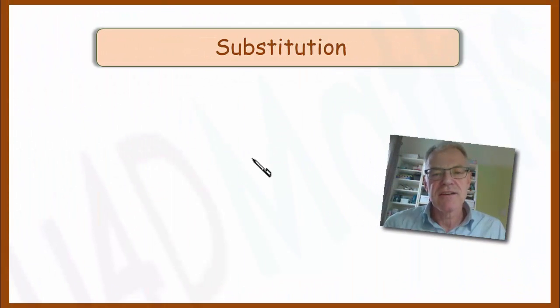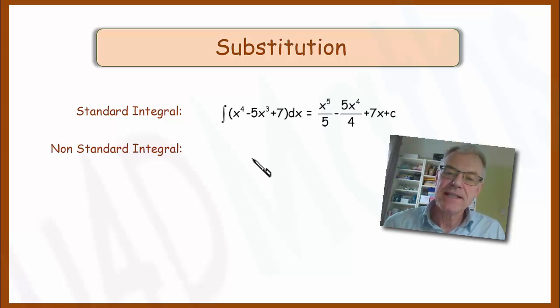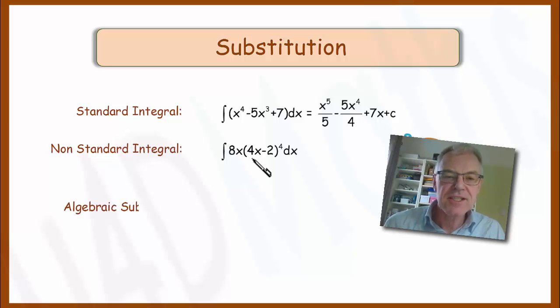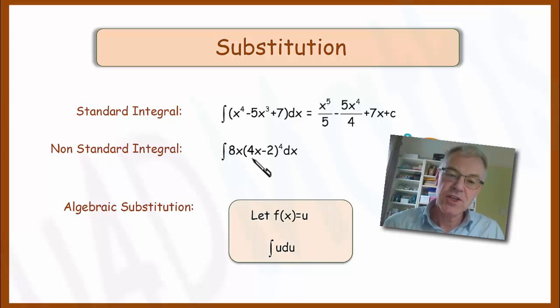Previously we looked at integrating functions that were standard integrals, but this isn't always the case, and in these situations we can use a method called substitution. Now, different substitution methods are available, and one of the most common is called algebraic substitution. In this situation we let the original function equal u, where u is a standard integral. We then integrate with respect to u, and finally, once integrated, we return the integral back to an original function of x.